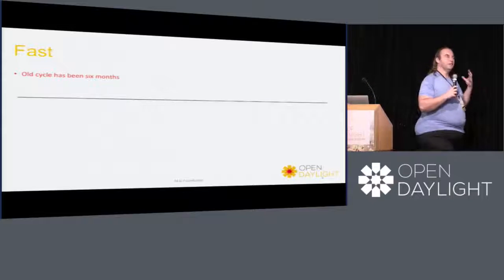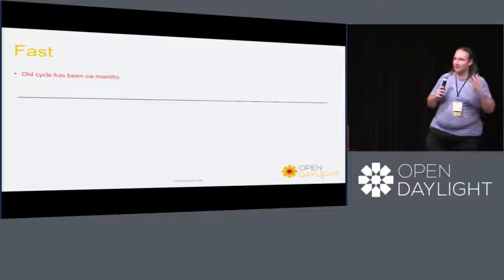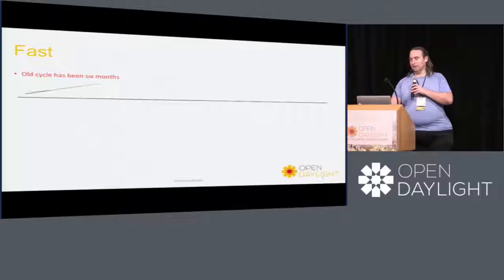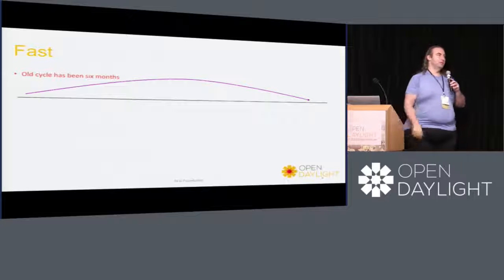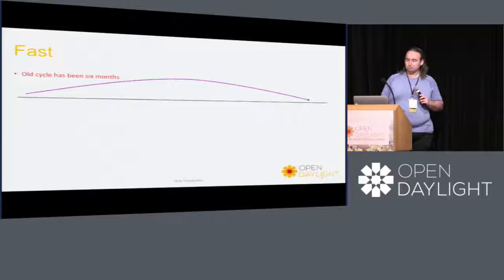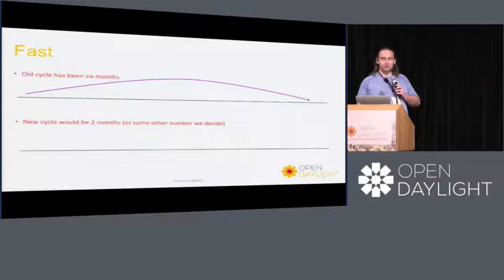So talking through what some of this looks like, because it's not particularly complicated, but it helps to visualize things. Right now, the old life cycle has been 6 months. So we got 6 months, we're all coming together, and we release. For the new cycle, you'd have basically 2 months. So you'd have a release in 2 months, a release in 2 months, and a release in 2 months.